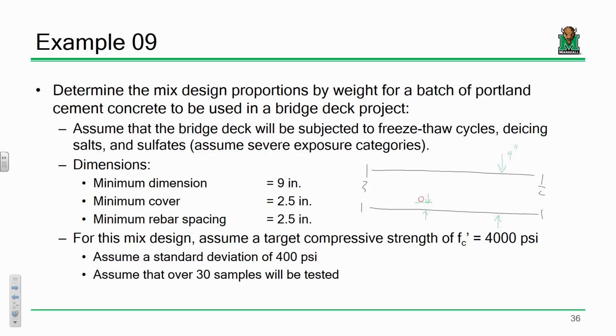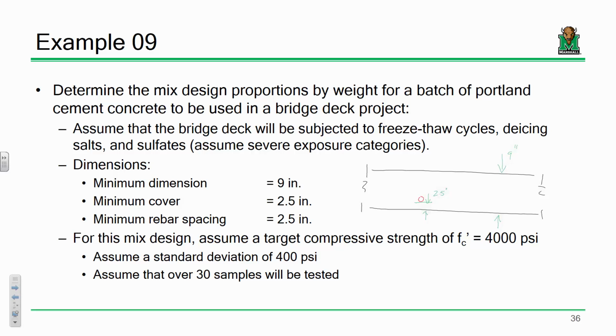And if you've got, let's say, a bridge pier out in Miami, your cover requirements are going to be even more stringent. What we're saying for this project is that the minimum cover is 2.5 inches. That's what we're saying for this project. Also, the minimum rebar spacing is also 2.5 inches.